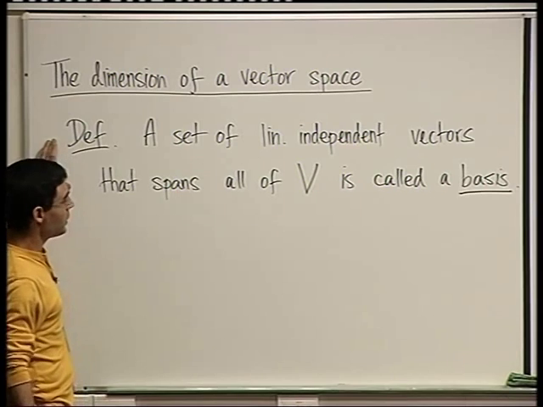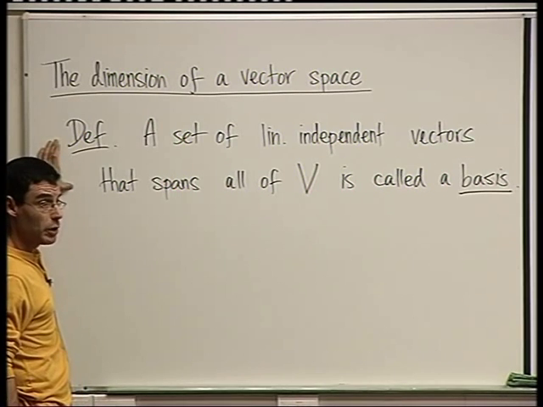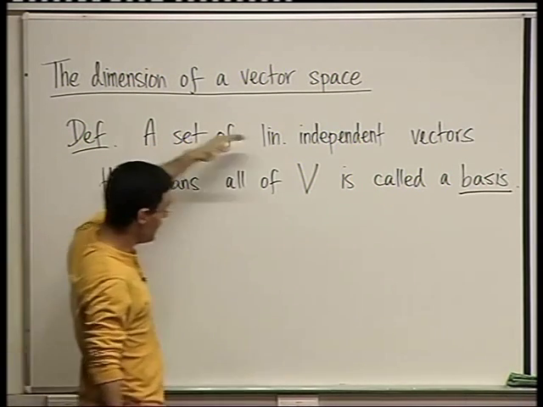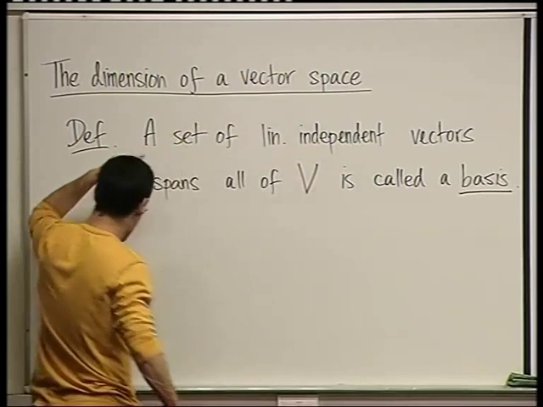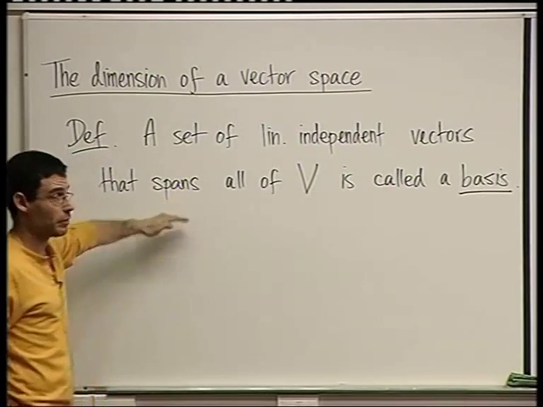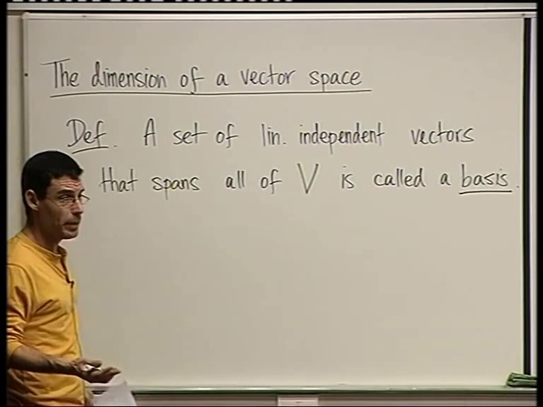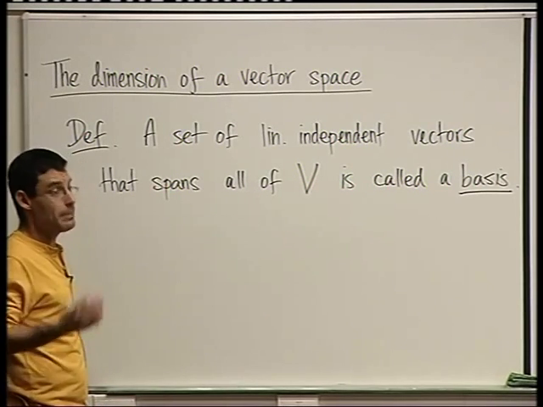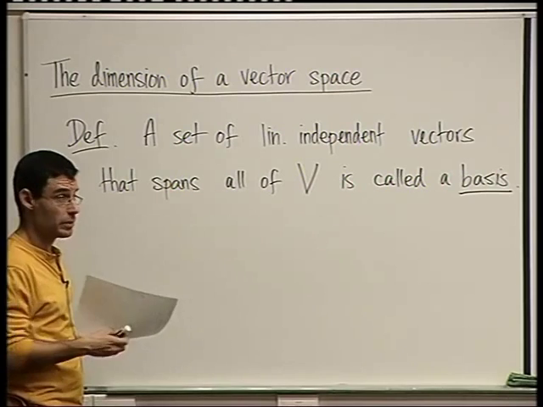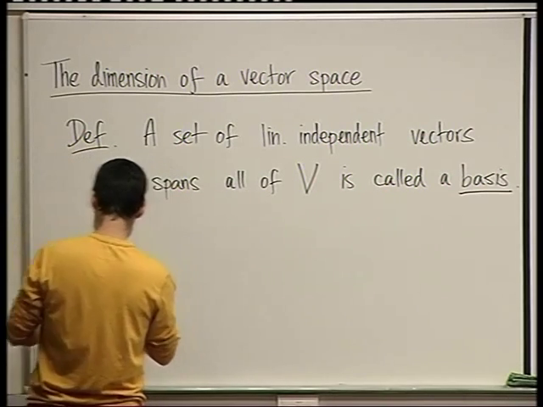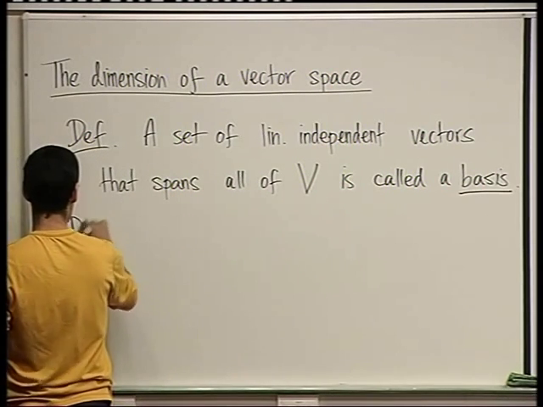So here's the definition of a basis. We already know what a basis is. It's a set of linearly independent vectors that's also a spanning set for the entire space. Okay, so that's a basis. And we've seen in examples that there could be many bases to the same space. Okay, so here's the first definition.